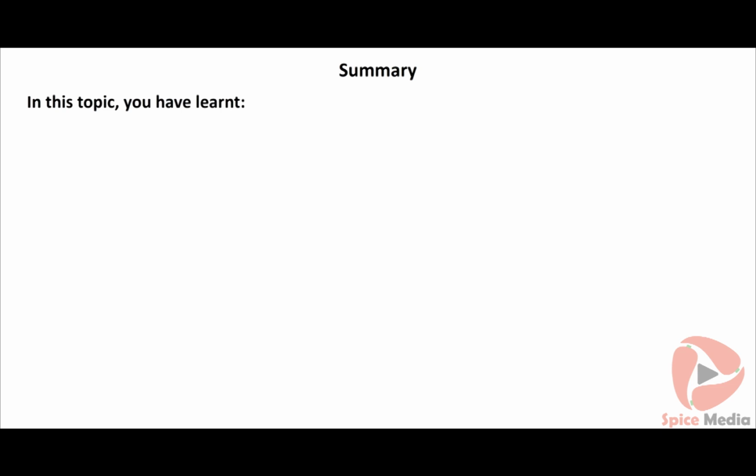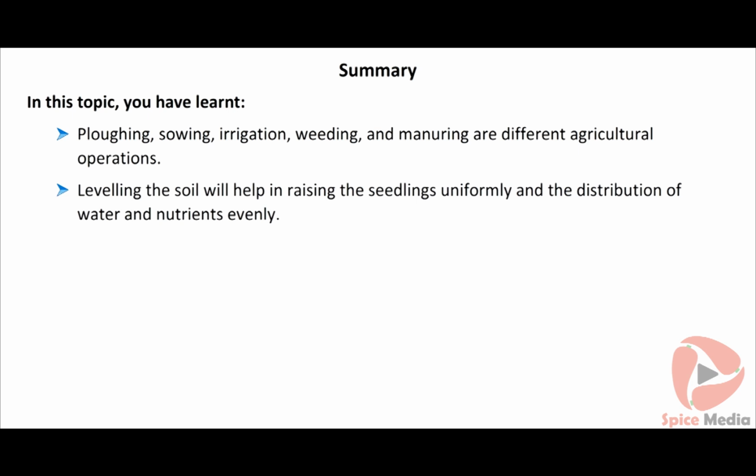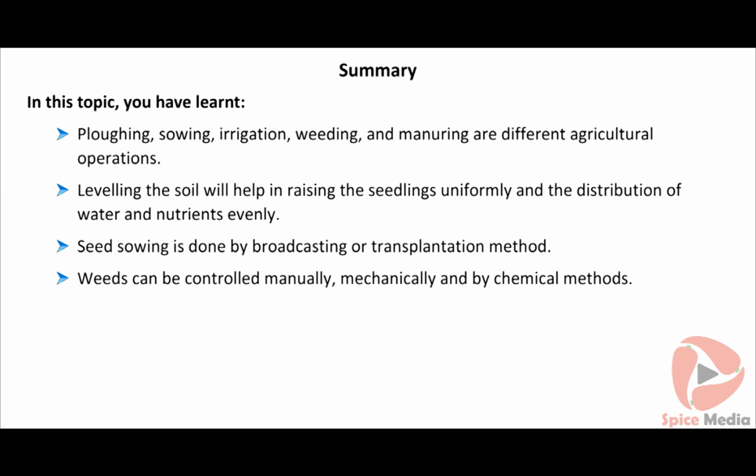In this topic, you have learned ploughing, sowing, irrigation, weeding, and manuring are different agricultural operations. Leveling the soil will help in raising the seedlings uniformly and the distribution of water and nutrients evenly. Seed sowing is done by broadcasting or transplantation method. Weeds can be controlled manually, mechanically, and by chemical methods. Rotation of crops helps to control the weeds and plant diseases.